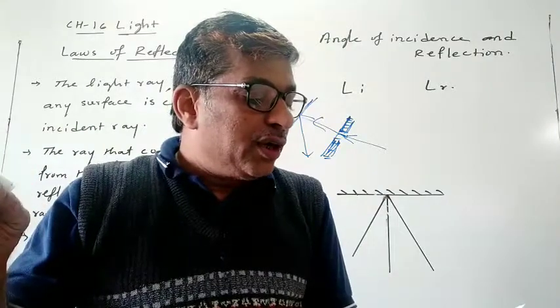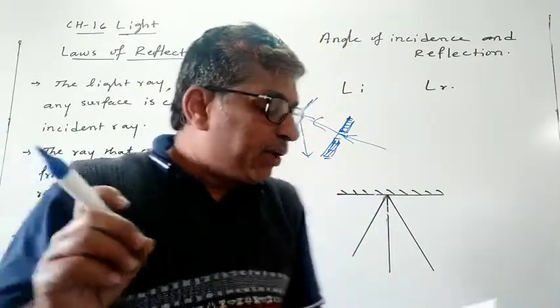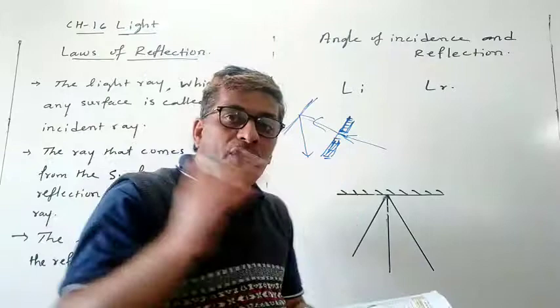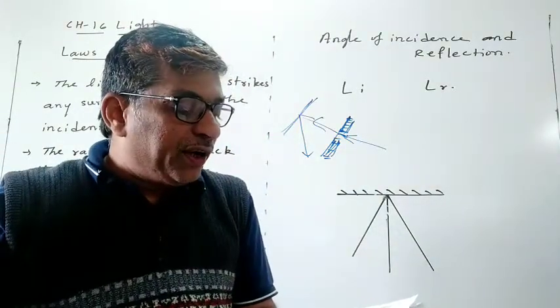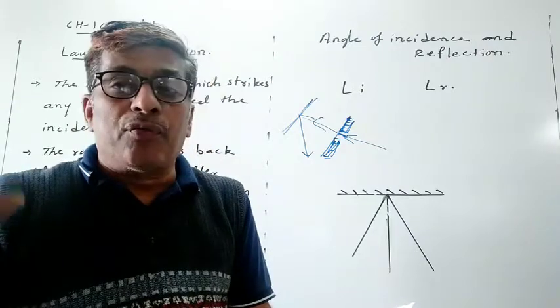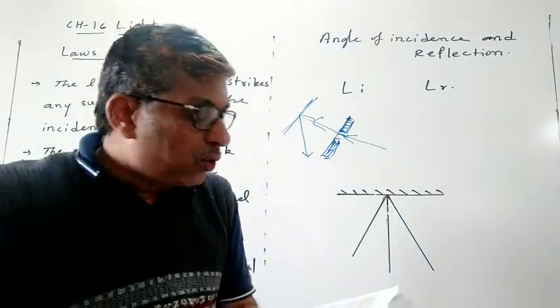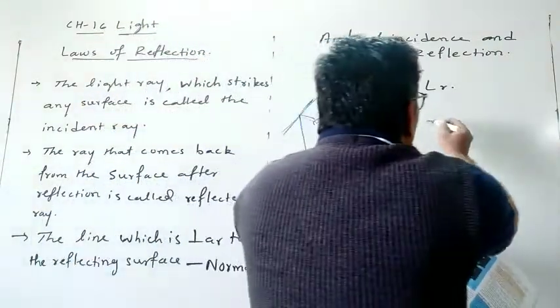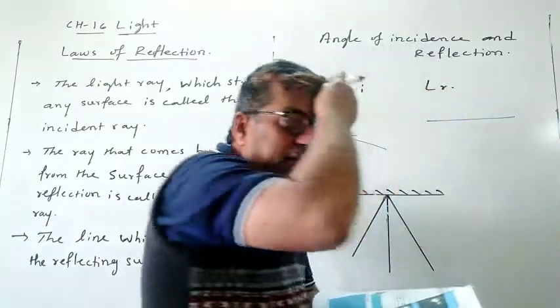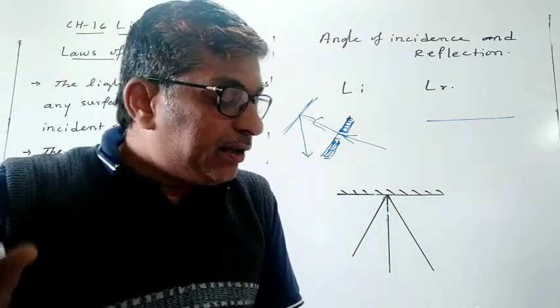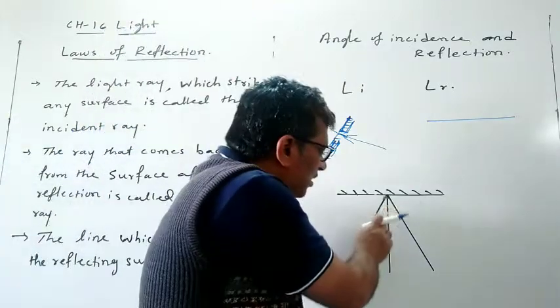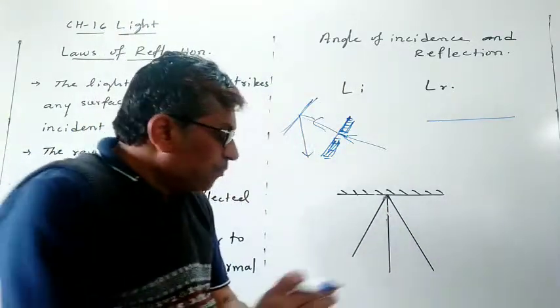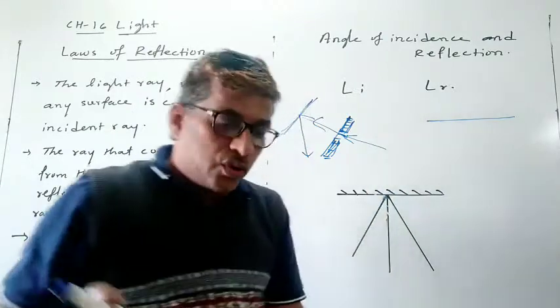Draw lines showing the position of the plane mirror, the incident ray and the reflected ray on the paper with the help of your friends. We have done this here also.